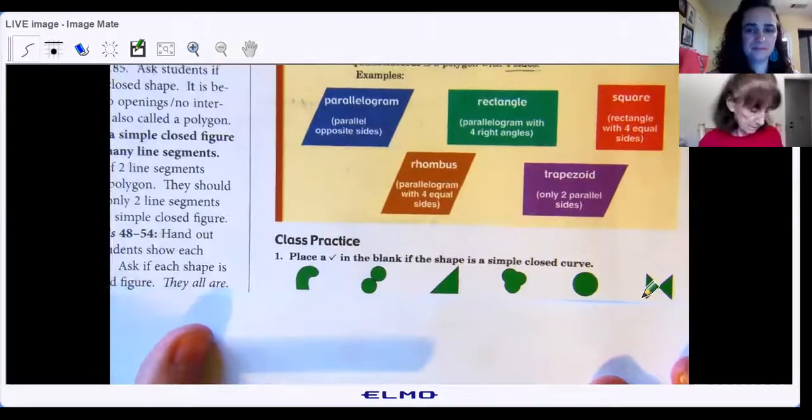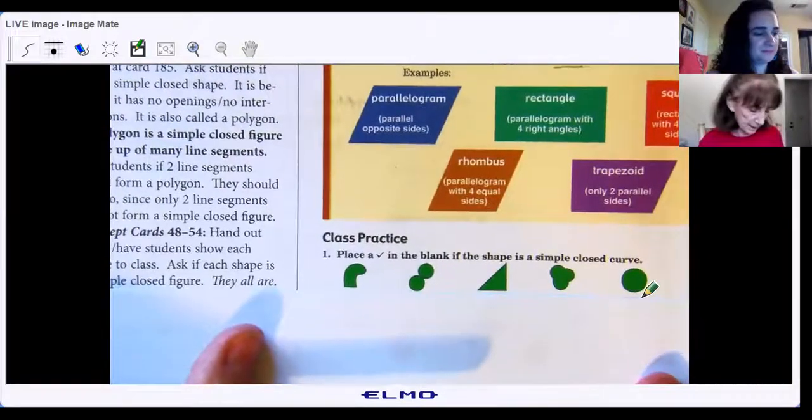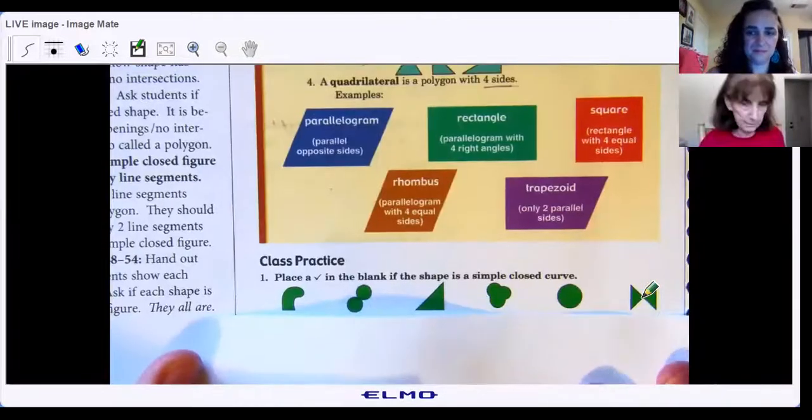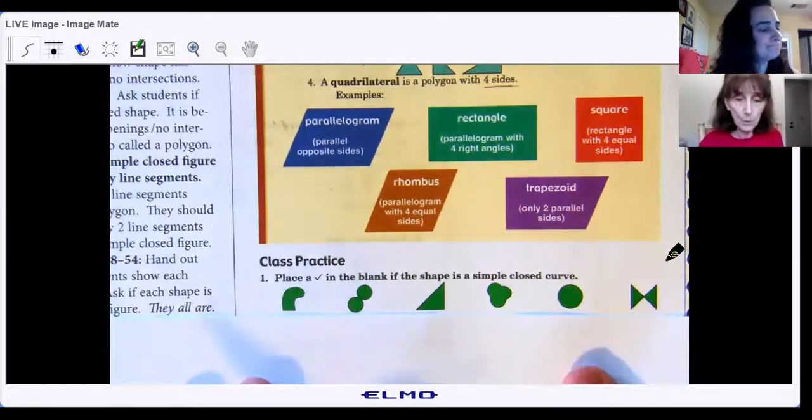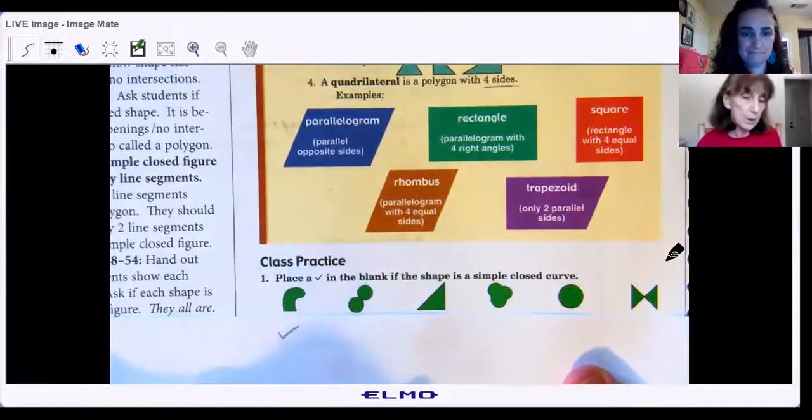Okay. So it says place a check in the blank if the shape is a simple closed curve. Okay, the first one, is it a simple closed curve? Yes, there's no opening. Look at the second one. Is that a simple closed curve? No, it's not, because it's not complete. It's not a complete closure. Just one circle is complete. So that's no.